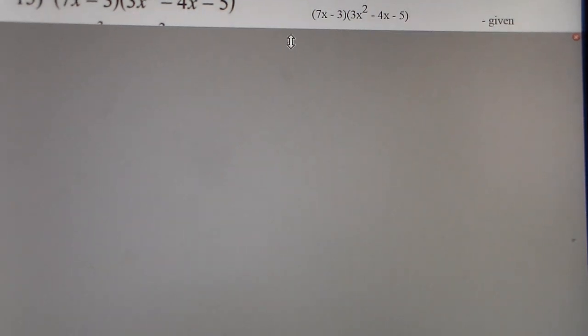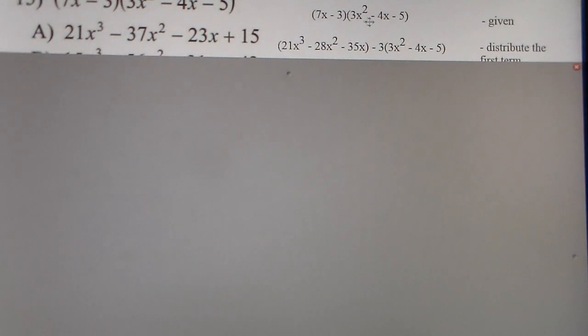Next problem. We're given 7x minus 3 times the trinomial of 3x squared minus 4x minus 5. We first distribute that 7x to everything. So 7x times 3x squared gets you 21x to the third, because 1x multiplied by 2x's gets you a total of 3x's being multiplied to each other. 7x times negative 4x gets you negative 28x squared, because x times x gets you x squared. 7x times negative 5 gets you negative 35x, because 7 times negative 5 gets you negative 35. And there's only one x involved, so you'd only put an x there.